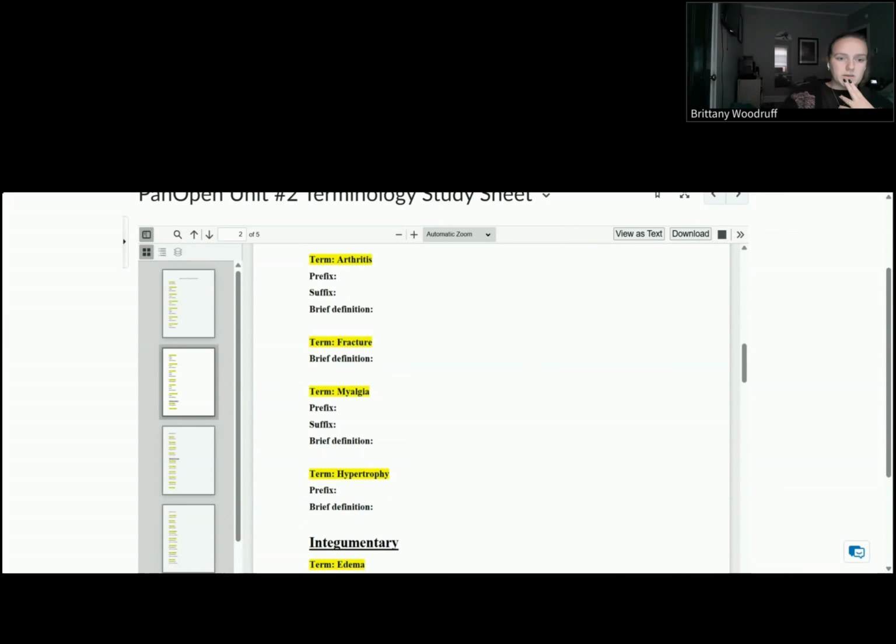Arthritis, we talked about that earlier, right? Arthro meaning joint, itis, inflammation. Arthritis is inflammation of your joints.